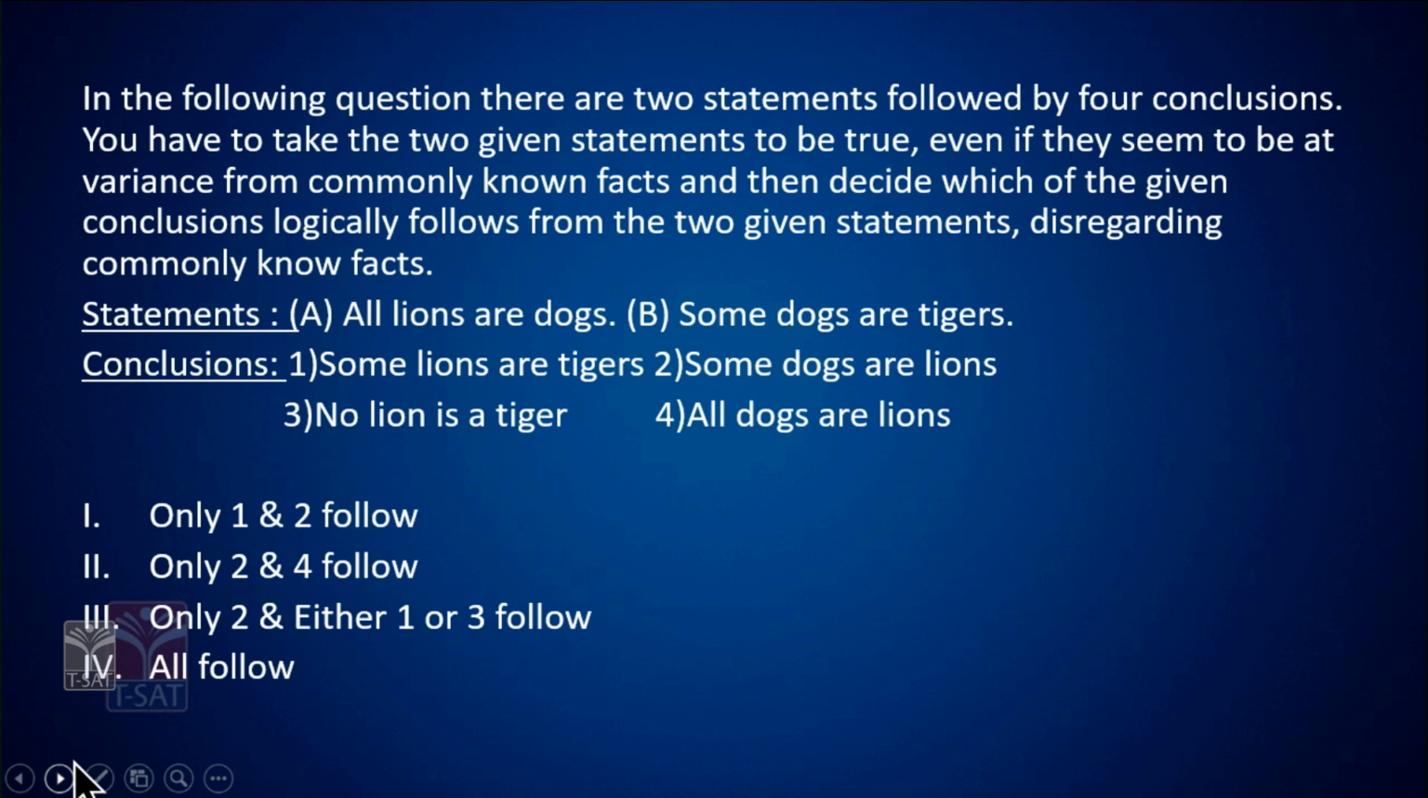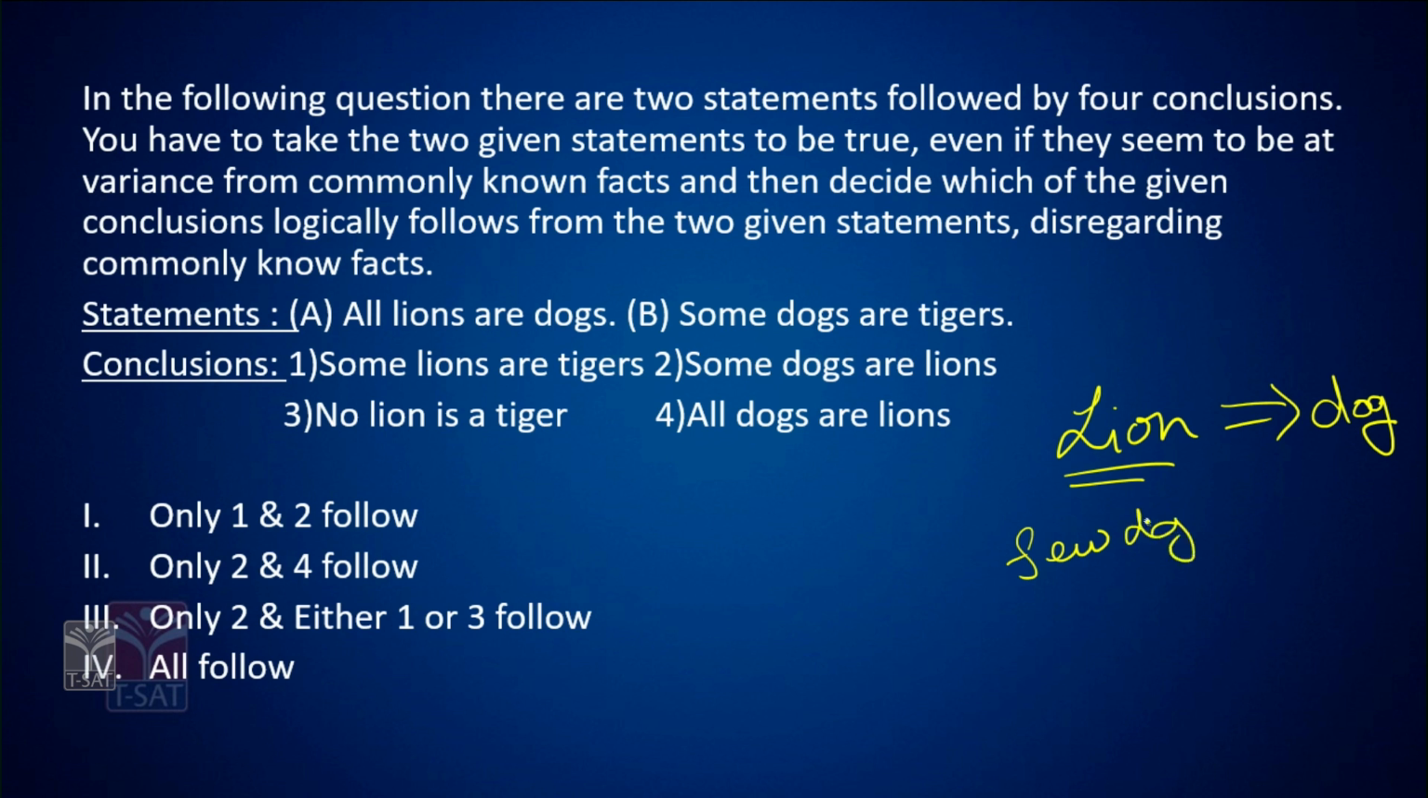B, some dogs are tigers. And the conclusions given are: some lions are tigers, some dogs are lions, no lion is a tiger, all dogs are lions. So basically let's look at the statements first. If you take any lion, every lion is equivalent to a dog. And they're saying some dogs, not all dogs, are tigers. So let's look at the conclusions one by one.